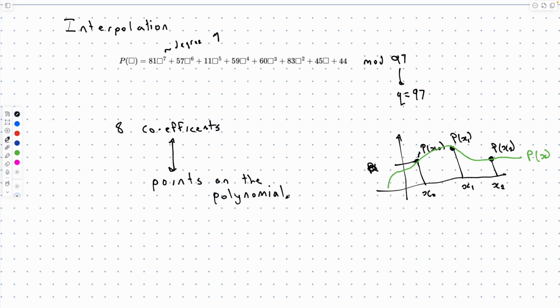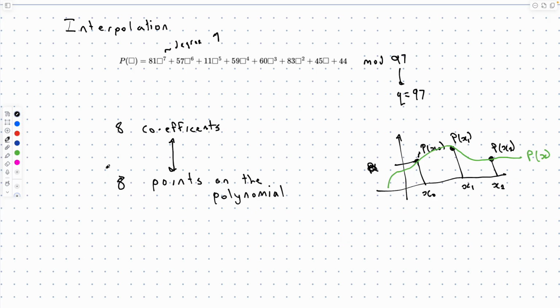How many points do we need on the polynomial in order to figure out what the polynomial is? Let me make it a little more concrete. For this polynomial, the degree of the polynomial is 7. The number of coefficients is 8. How many points do I need to know in order to be able to fully specify this polynomial? Okay, so d plus 1. So d is 7. d plus 1 is 8. So I need 8 points.